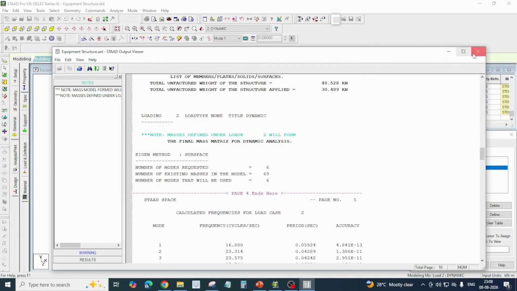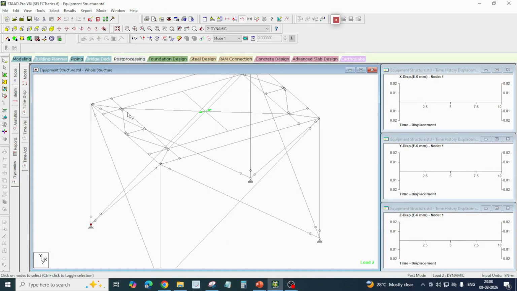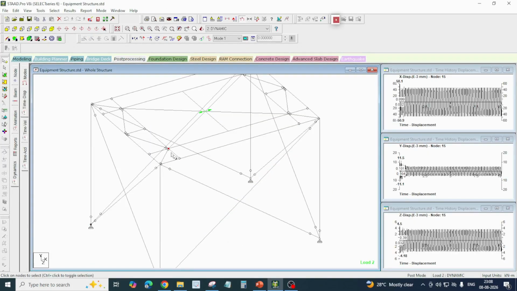Now it's time to check the deflection, right? So first we have to check whether this supporting node, these were the supporting nodes, right? This one, this one, this one, and this one. So let's check. So here you can see, yeah, Y displacement is only 11 micron, right?